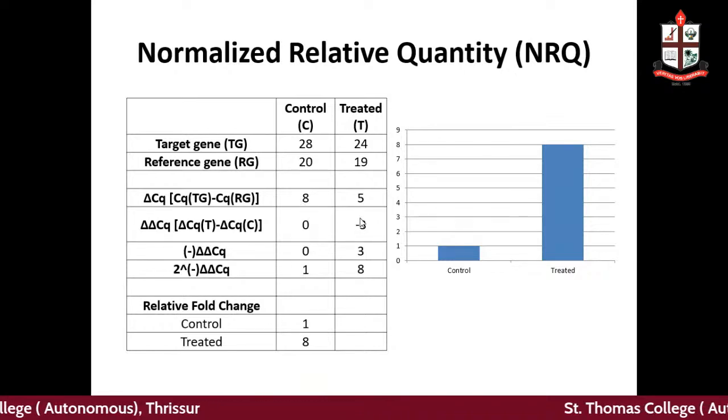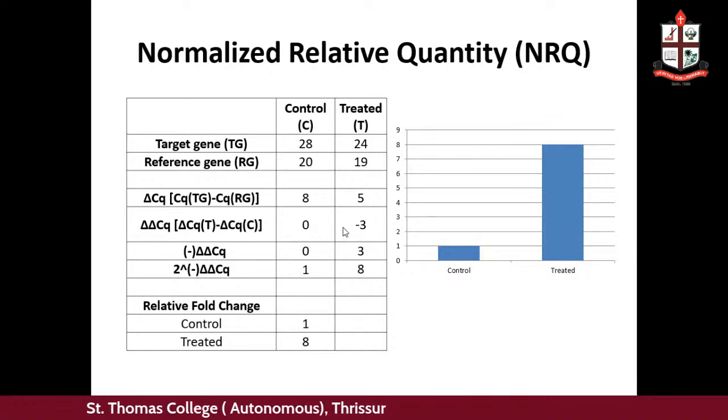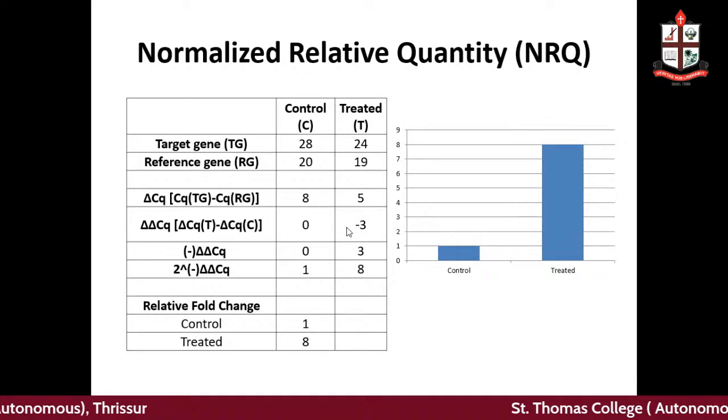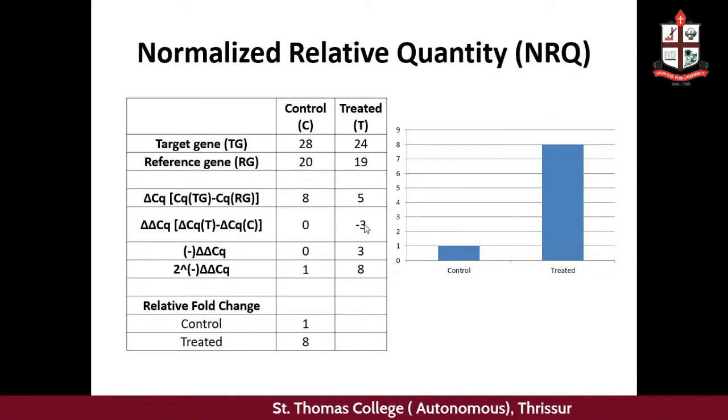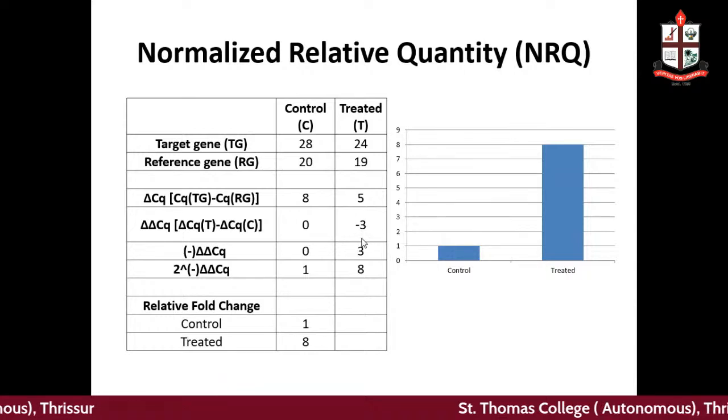So it will be minus 3. So the value for treated delta CQ treated minus delta CQ control will be 5 minus 8, that is minus 3. So this is the difference in CQ value in treated compared to control. Now this is just the difference in CQ value. Now you have to find the difference in the expression of the gene.